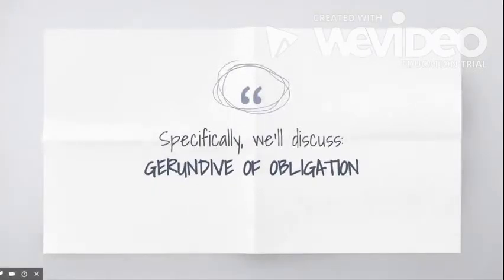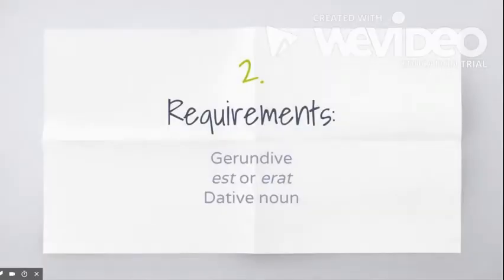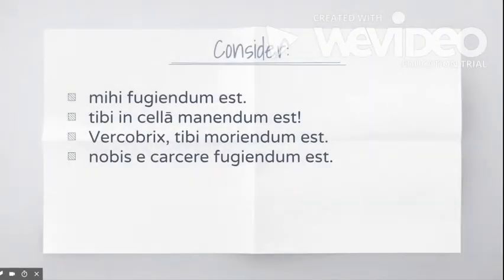Specifically today, we're going to be talking about a use of the gerundive called a gerundive of obligation. A gerundive of obligation features a gerundive, which is a future passive participle, a Latin adjective. It features a form of the verb to be. Generally, it's est or erat. Later in Latin, you're going to learn that there are other possibilities here. However, est and erat are by far the most common. And in a gerundive of obligation, you're also going to find a dative noun. A gerundive of obligation is somebody who must do something.